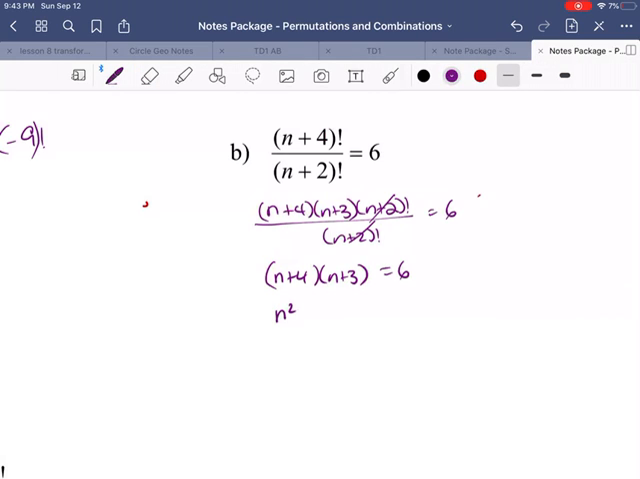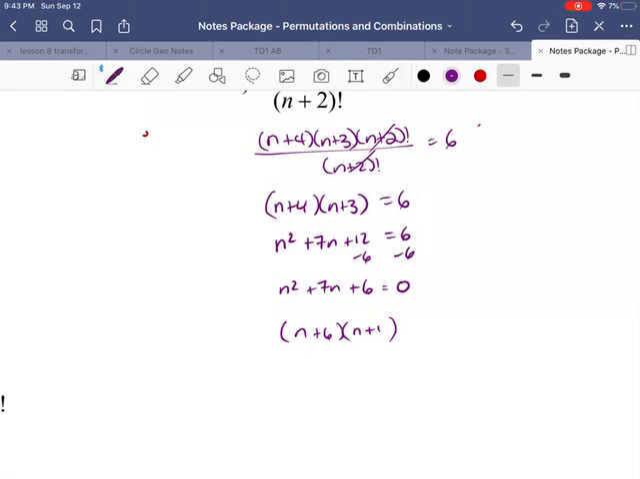So what we actually have to do is expand first. So n squared plus 7n plus 12, and set that equal to 6. Now we subtract 6: n squared plus 7n plus 6 equaling 0. Now if we factor, we're going to get something slightly different. We're going to get (n+6)(n+1). So our options here are n equaling -6 or n equaling -1.